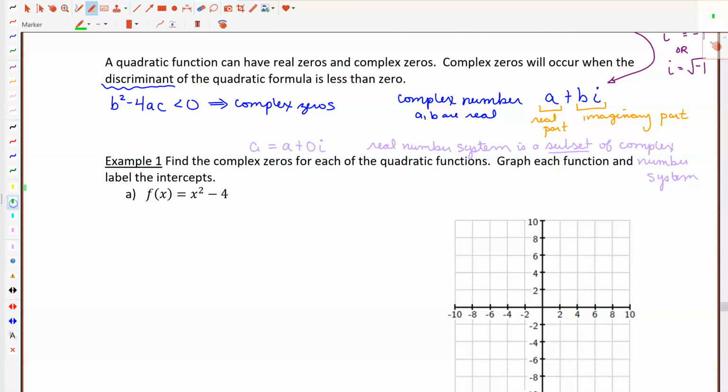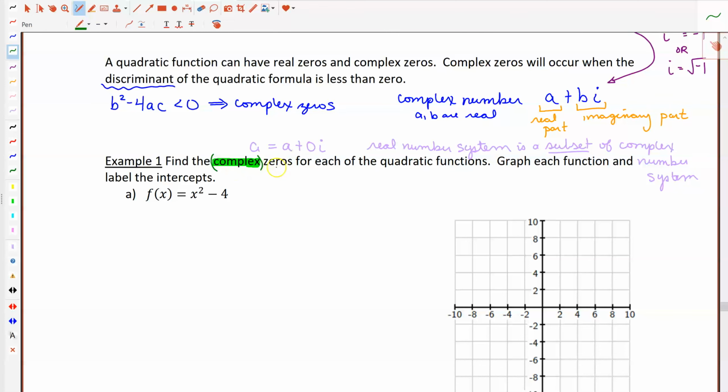Just as a heads up, we could drop this word complex in the directions. I could just say find the zeros of the quadratic function. The word complex is being thrown in there right now to remind you that we are allowing complex numbers to occur. So if you do get a complex number, I'll go ahead and work with it. But moving forward, sometimes we just say find the zeros, and that implies find all zeros. I don't care if they're real or complex, just find them.